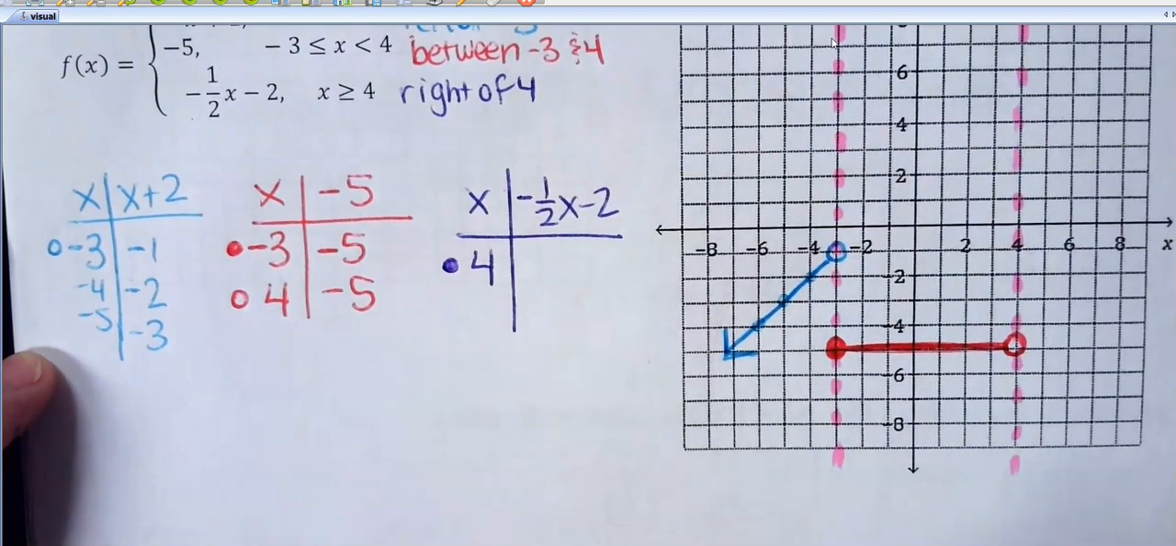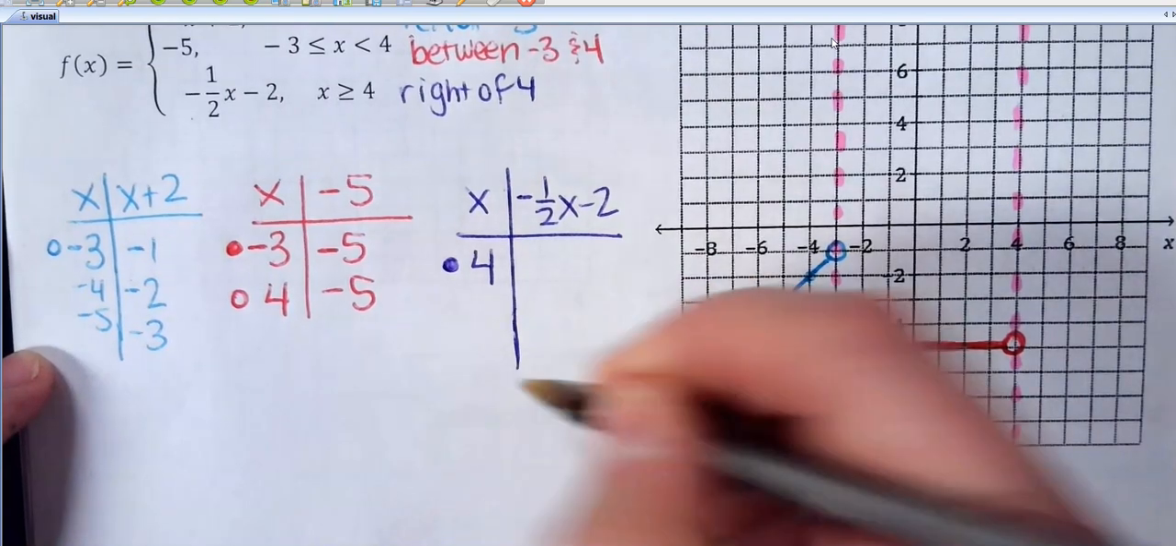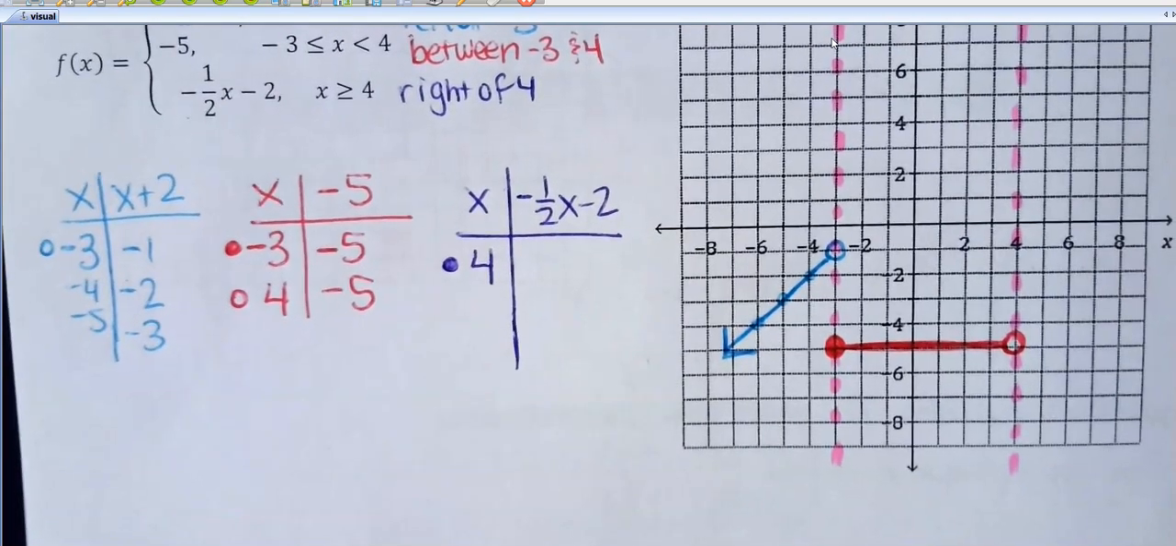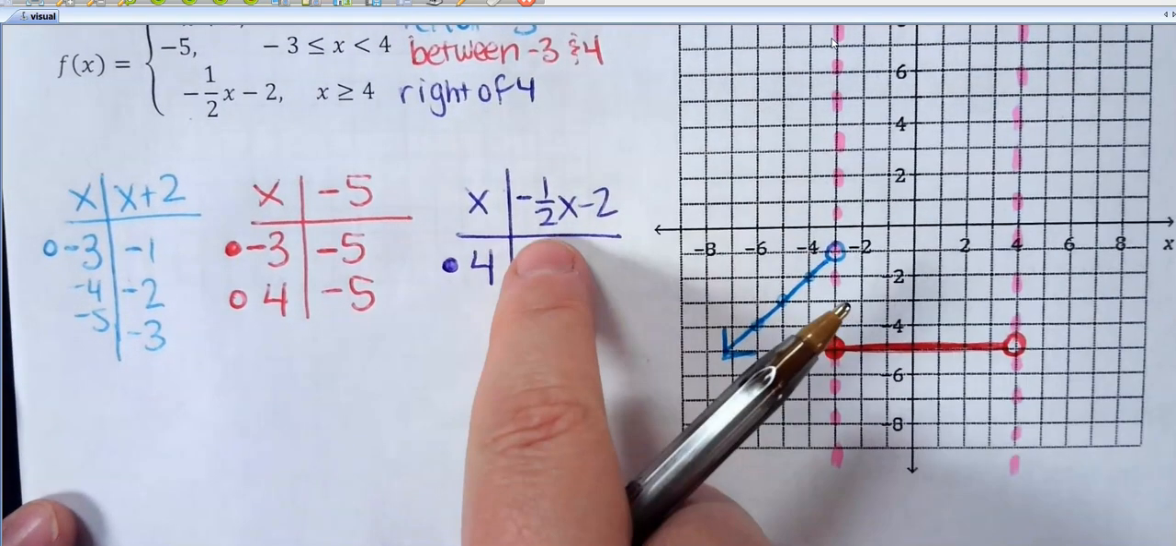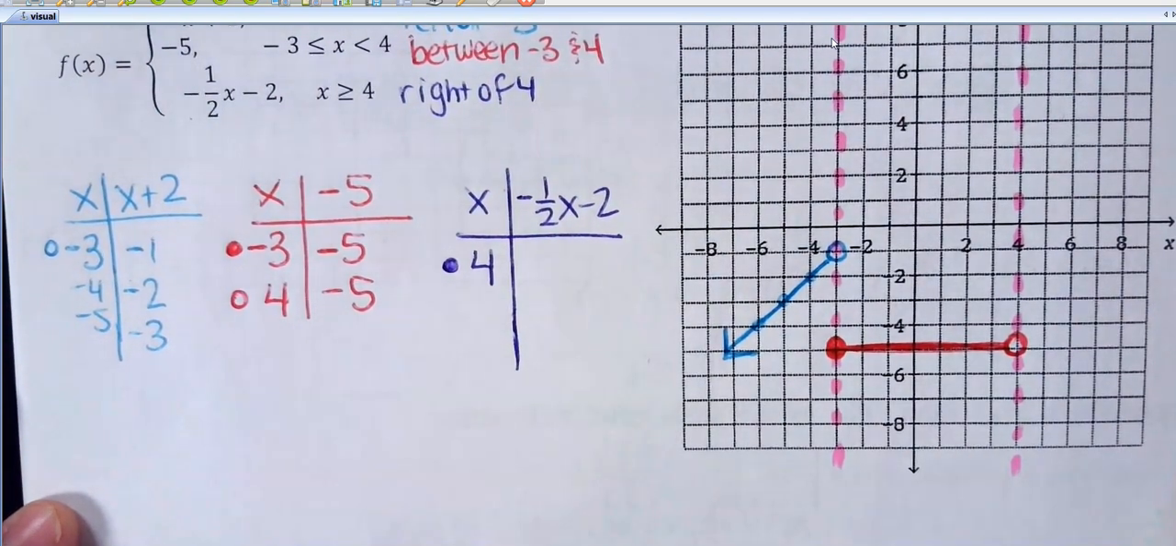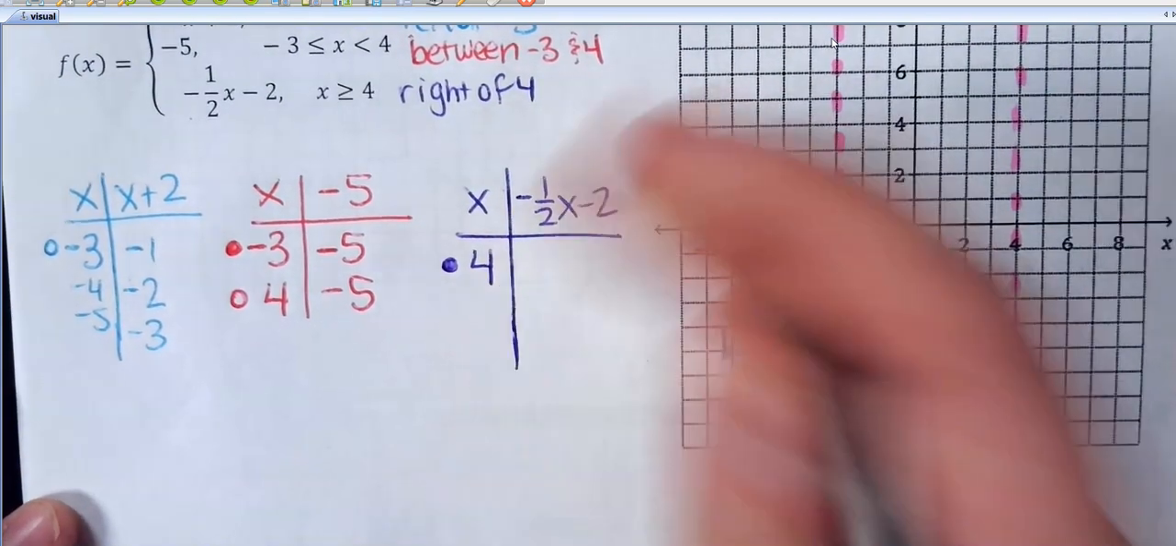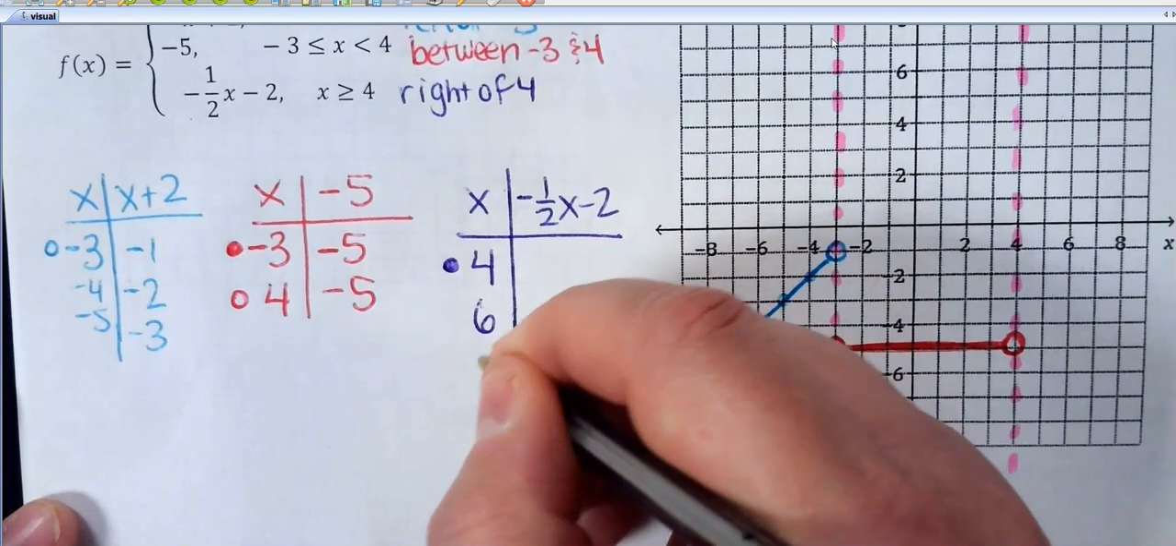Now, I would not probably pick 5. Does anybody know why? Like, why would I not want to plug in 5? You could do it, but it's not going to be a nice number because -1/2 times 5 is going to be a decimal. So if you've got a slope that's a fraction, plug in numbers that are divisible by the denominator, which should give you a nice value. Just make sure they're to the right of 4. So maybe I would do like 6 or 8.